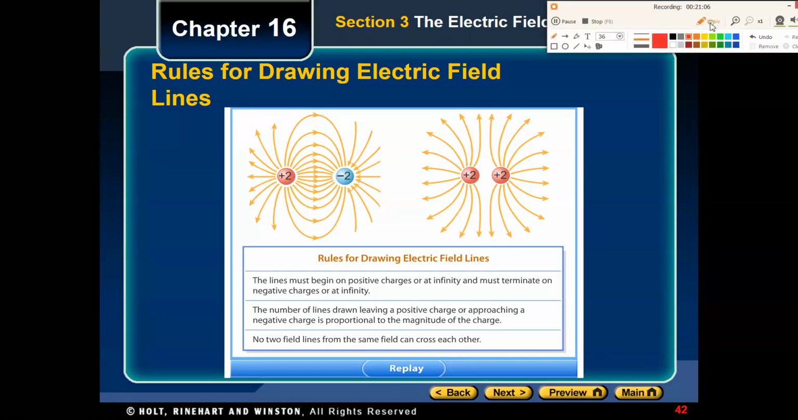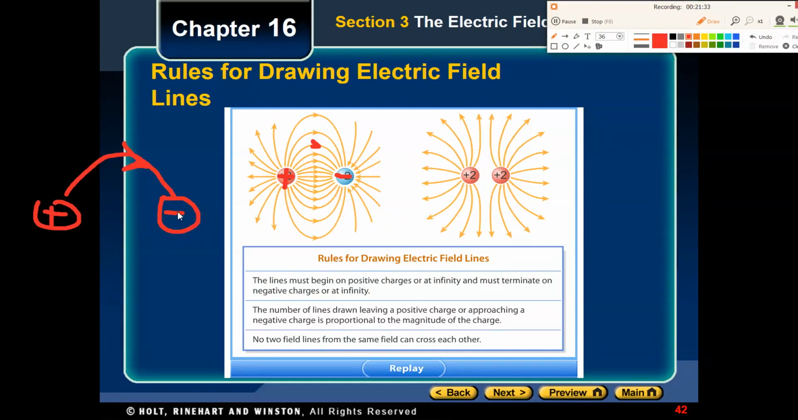Right. So the electric field lines always start from a positive charge, and the direction of the arrow is away from the positive charge and toward the negative charge. So we have a positive, we have a negative. The electric field lines point toward the negative charge. If you have both a positive and a negative charge, between them the lines start from the positive and end up at the negative.